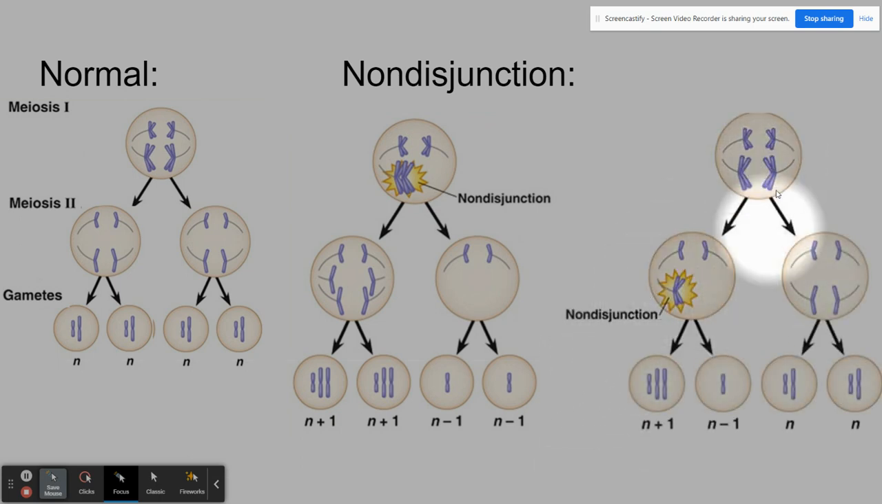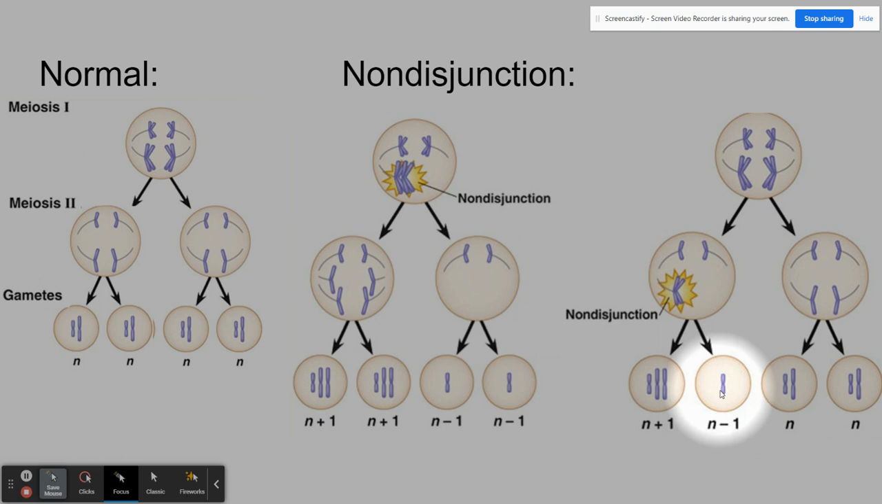And then the other option is meiosis 1 can happen just fine, but there's a problem in meiosis 2. So if it happens in meiosis 2, you can see that the left 2 cells that are highlighted are completely normal, where the ones on the other side are the ones that are messed up, where one has too many chromosomes, one has too few chromosomes.